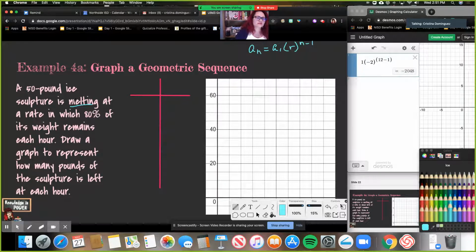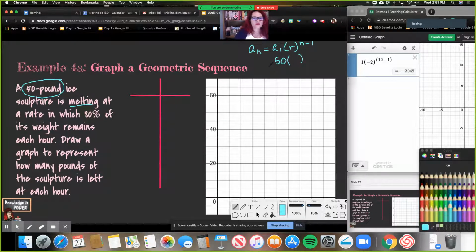Let's address this. Let's just start at the beginning. We have a 50-pound ice sculpture. So what's that going to be? That's the initial, right? Yeah, that's your initial value. That's your very first term. So definitely going to plug in 50 right there.